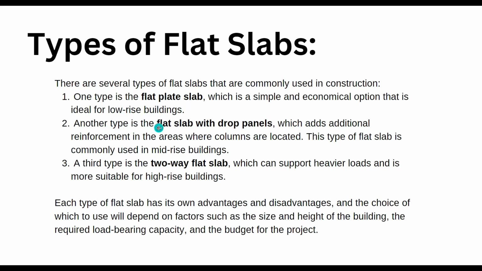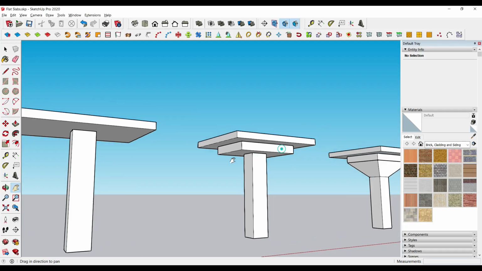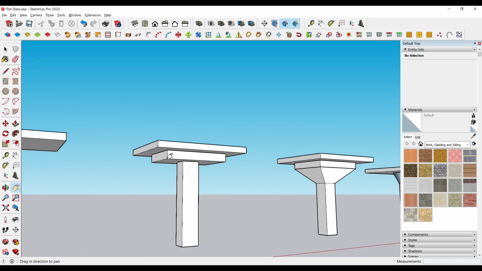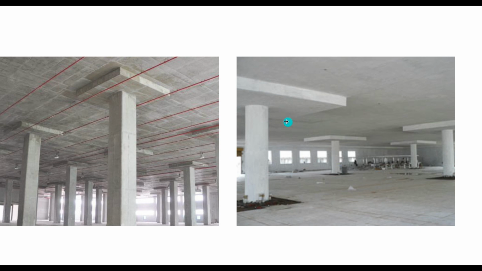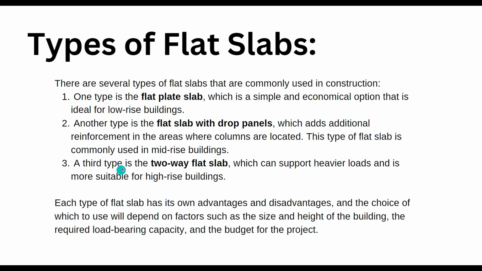Second is another type of slab which has drop panels. This is basically the drop panels. We have drop panels here. This is type 2, and type 3 is basically what I have just shown you over here. We have larger spans between the columns, so based on that you can call this a type 3.